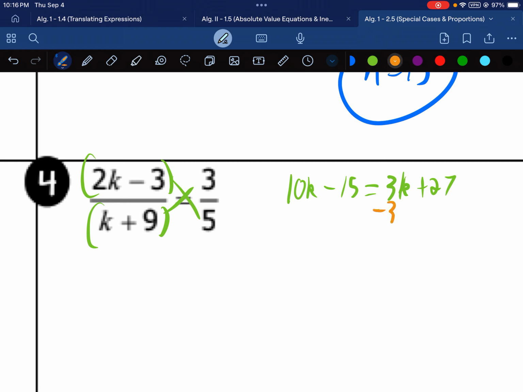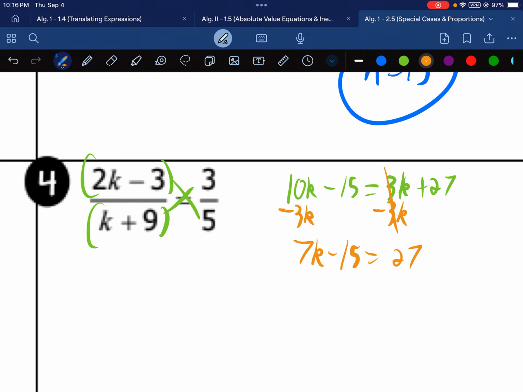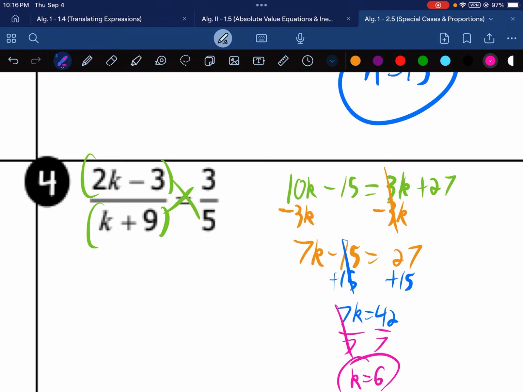I'm going to move my smaller variable, which is 3k, by subtracting it. And I get 7k minus 15 equals 27. Now I'm going to add 15 to both sides, move those away from my variables. And I get 7k equals 42. From there, I'm going to divide by 7 and get k equals 6. That's my answer.